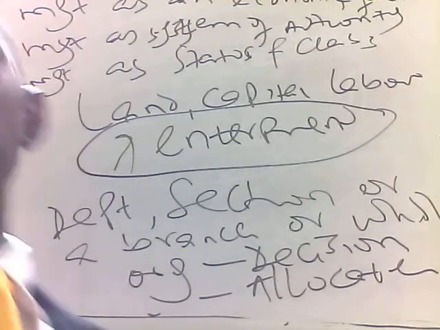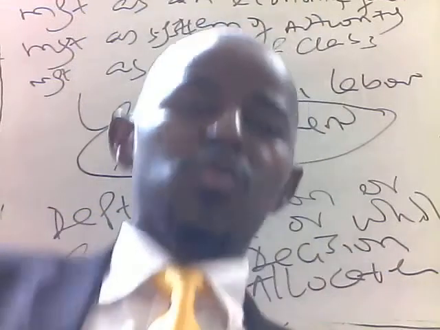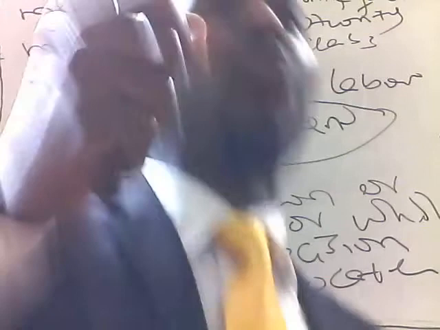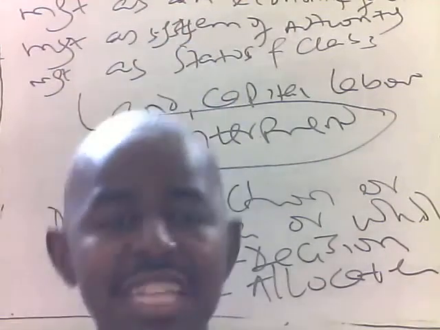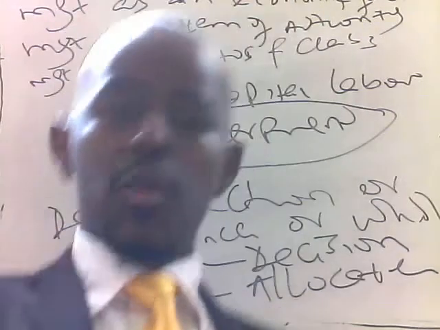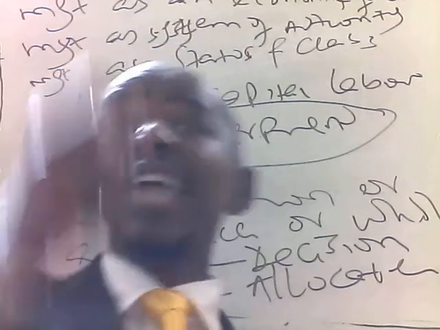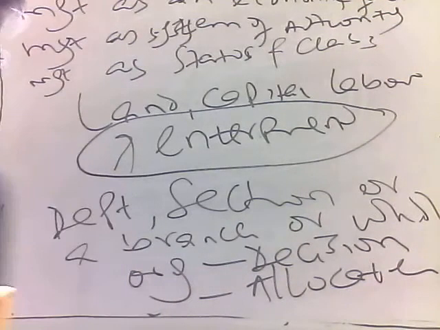If somebody comes from outside to the organization, he will ultimately come to your office because he knows that you are in charge of the whole organization. You are in charge of the department. You are in charge of the branch. So you are a system of authority.